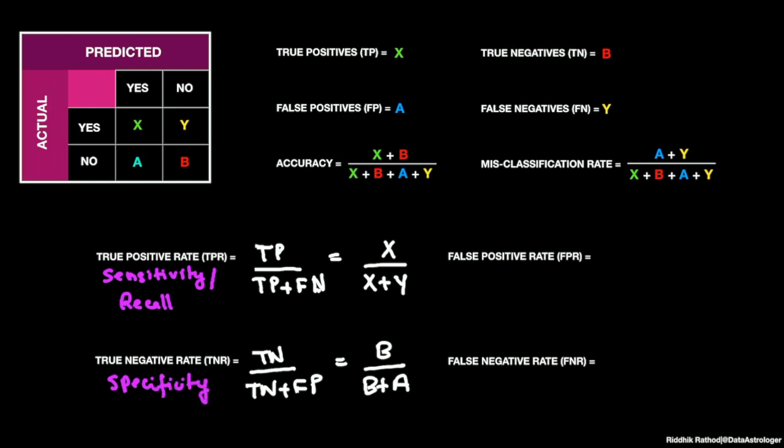Next, we have the false positive rate, which is the total number of false positives divided by the total negatives. Remember, false positives should have been negative. And this is because we're calculating the false positive rate, so we're finding the falsely predicted positives which should have been negative, and thus we divide the false positives by the true negatives, which would be a upon a plus b, or the false positives upon the false positives plus true negatives. This is also known as type 1 error.